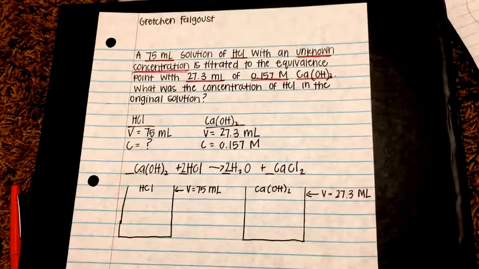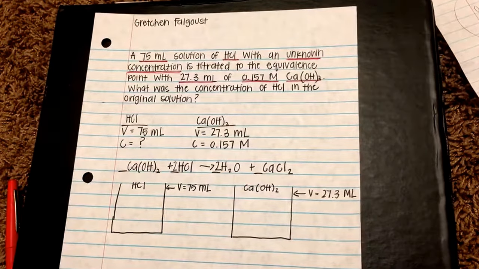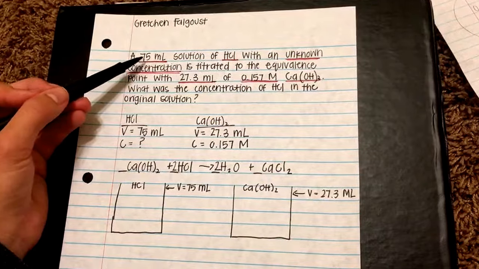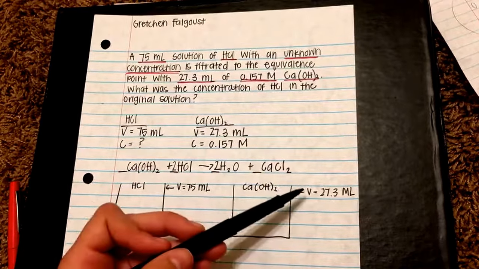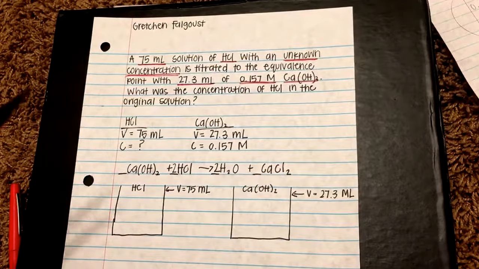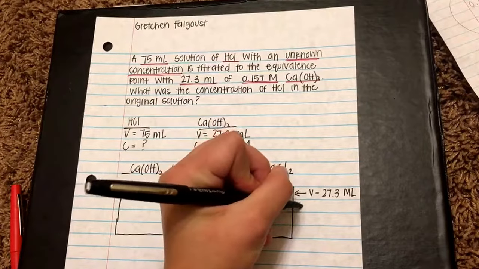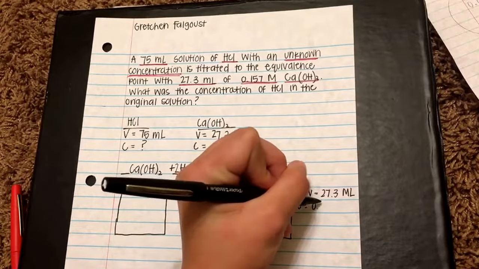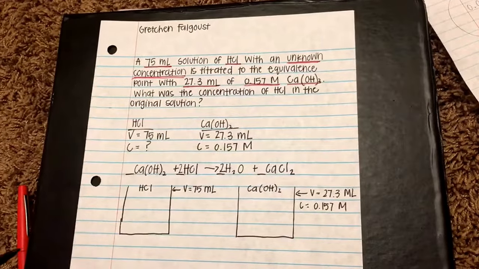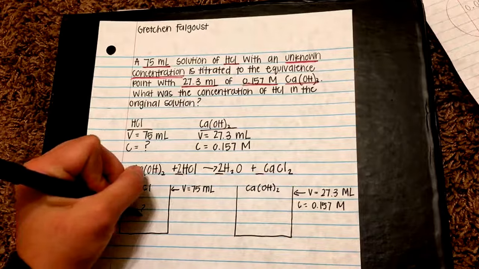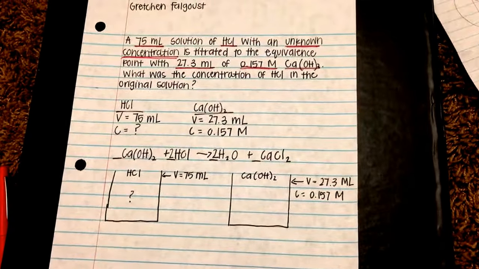The next step to solving this problem is to draw two pictures. In this box, we have HCl with a volume of 75 milliliters, which was given in the problem, and in this box, we have Ca(OH)2 with a volume of 27.3 milliliters, which was also given in the problem. We also have the concentration of 0.157 molarity of Ca(OH)2, but we have no concentration for this one, an unknown concentration for this one.